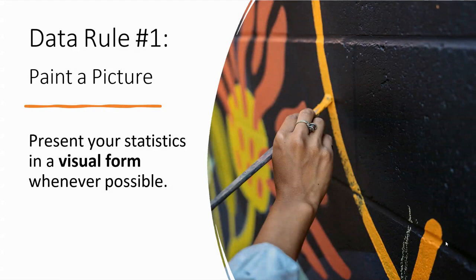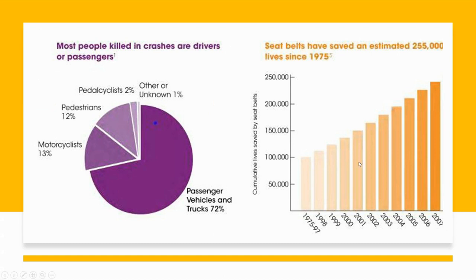Use visual aids. Really, you can make so many nice charts right now using the data that you have. And anytime that you can, present your stats in a visual form so that the reader is more likely to focus on the message behind what you're trying to say. These are a couple of good examples for you. Most people killed in crashes are drivers or passengers. Just a simple pie chart showing you what the percentage of victims in crashes are.